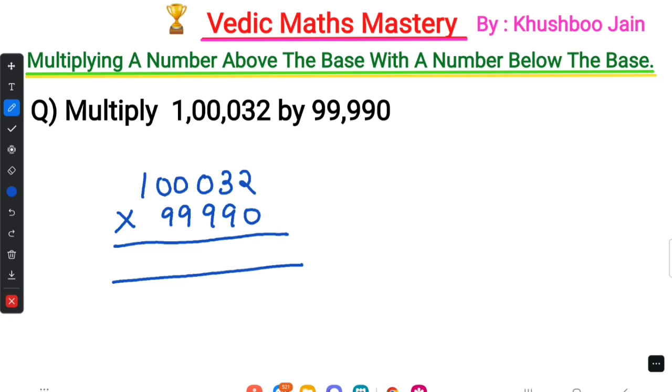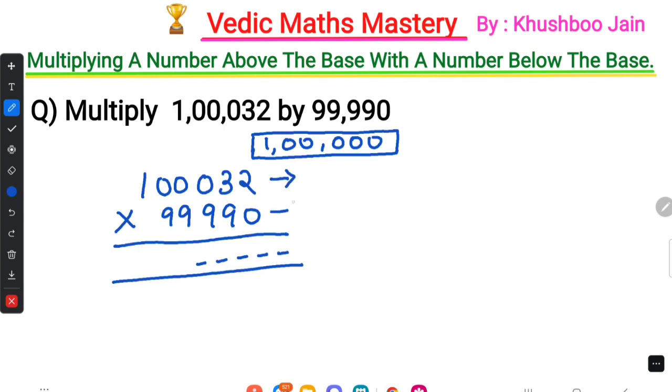So just find out the base. First of all, just find out the base. As you can see, the base will be 1 lakh. So the base is 1 lakh, and there are 5 digits as you can see here. So I will put 5 dashes over here and find out the differences. So there is a plus 32 and there will be a minus 10.